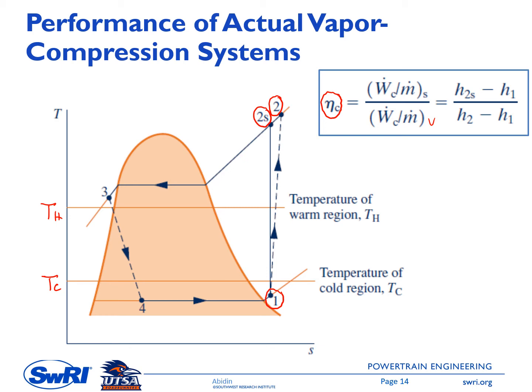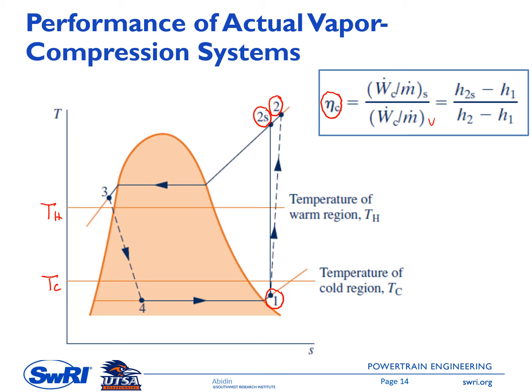And then the next ones, for sure, there is a pressure drop inside the evaporator as well as inside the condenser. But in this Thermo 2 class, we assume that this pressure drop is small or minor. Therefore, we assume that P4 equals P1. Similarly, P3 equals P2 or P2S.